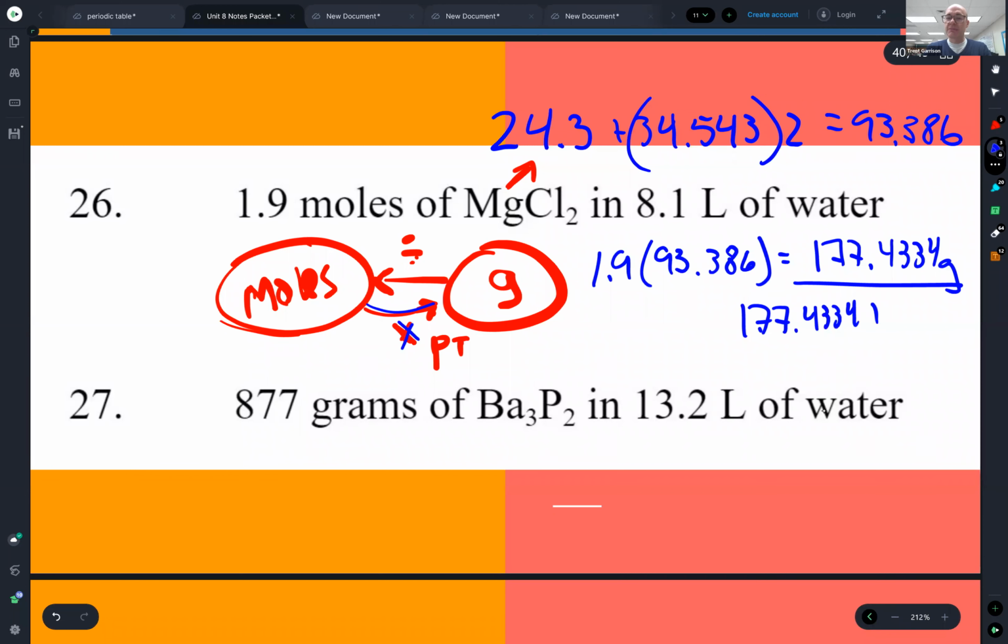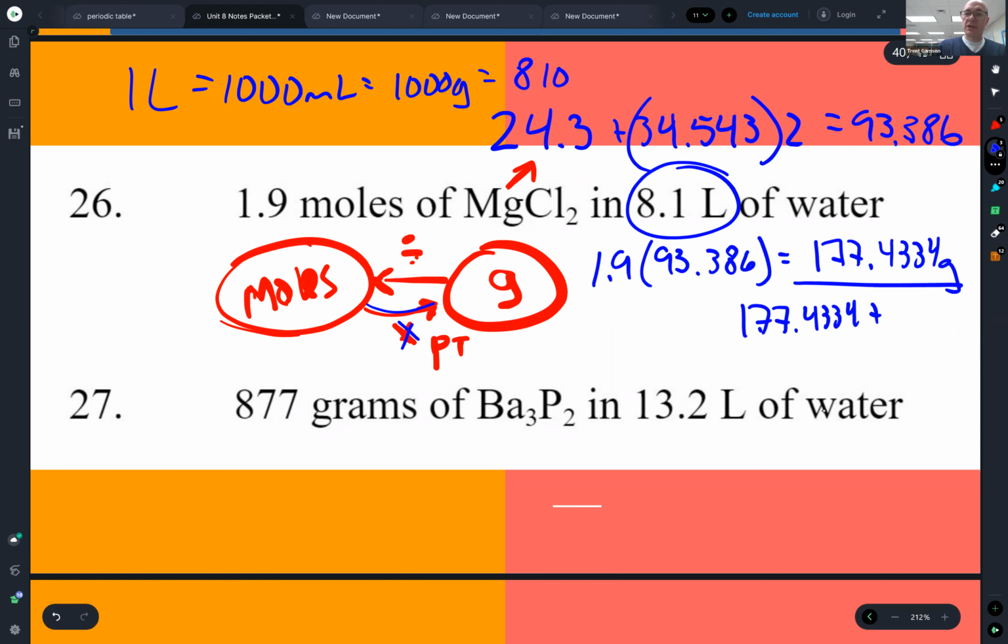But what I've got to figure out is the mass of 8.1 liters of water. So I need to remember a liter. 1 liter is 1,000 milliliters, and in water, that means it's 1,000 grams. So that means I have 8,100 grams of water. So that's what's going to go down below here. So now we have all the details. So I'm just going to put these values in, divided by answer plus 8,100.